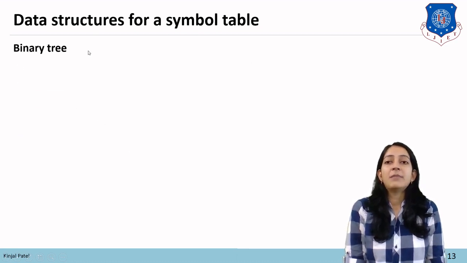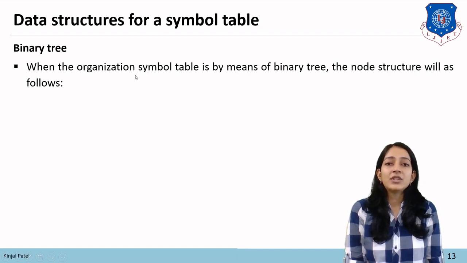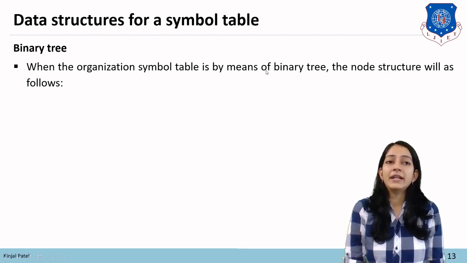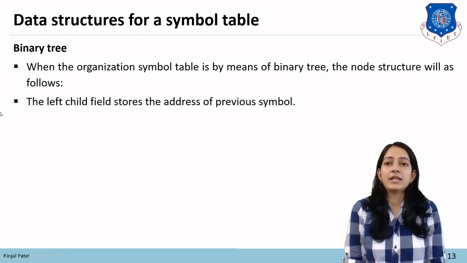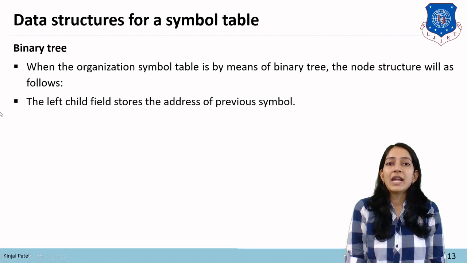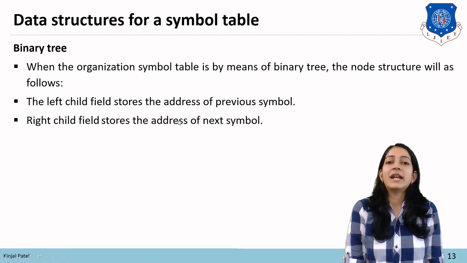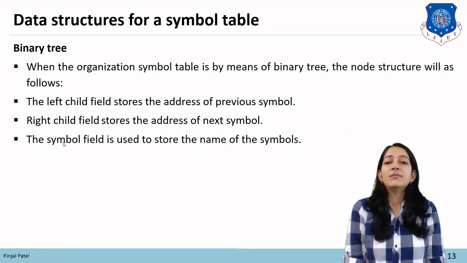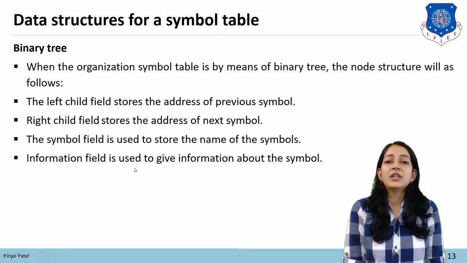Now the next data structure is the binary tree. When the symbol table is organized by means of a binary tree, the node structure is as follows: there are two children in the binary tree, a left child and a right child. The left child stores the address of the previous symbol, and the right child field stores the address of the next symbol. The symbol field is used to store the name of the symbol. So each variable has the information of its previous and next symbol.